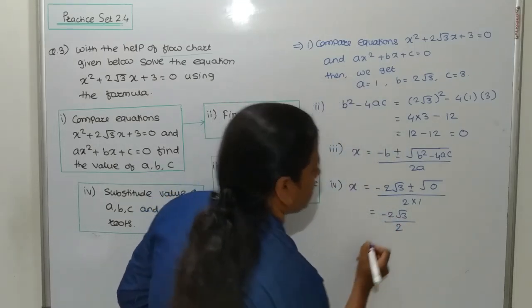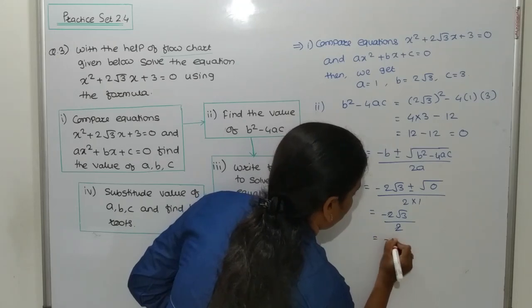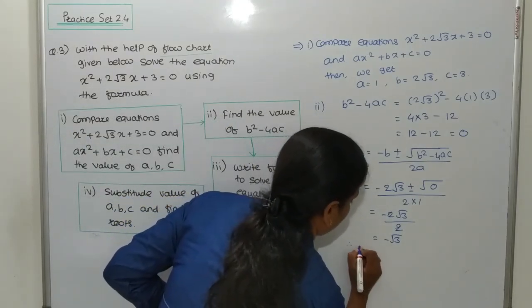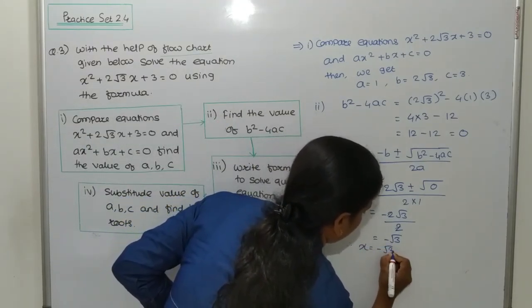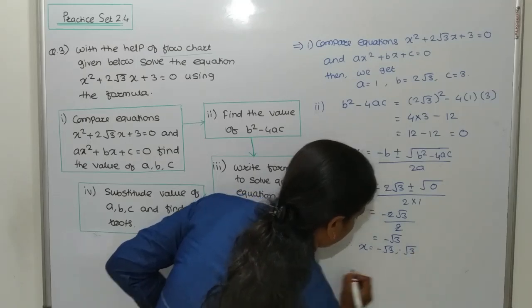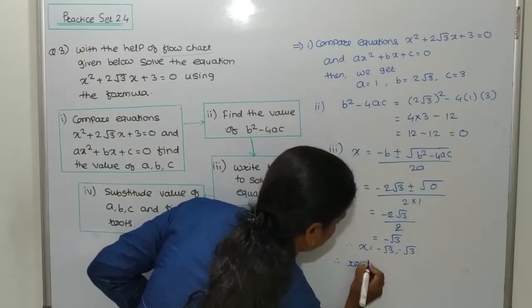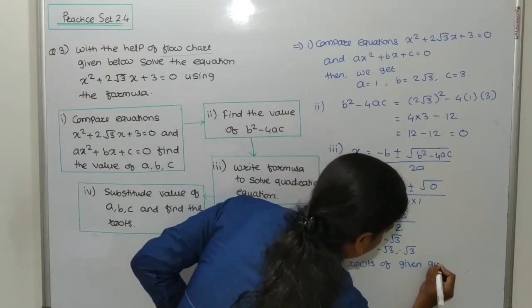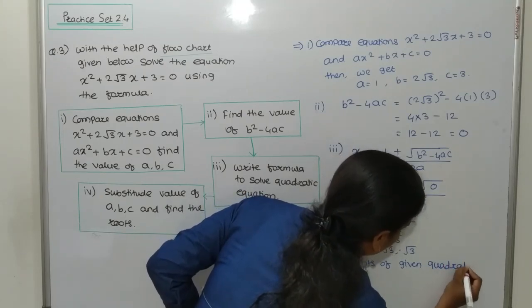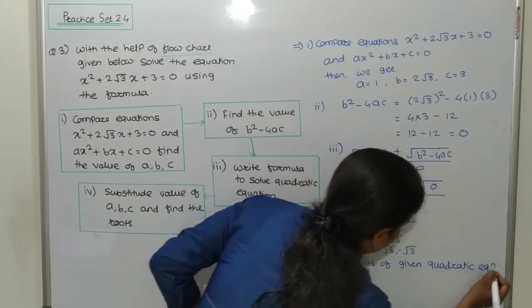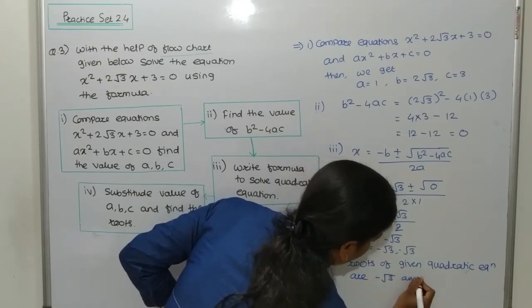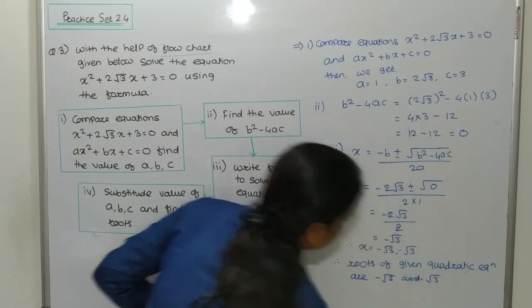These 2 and these 2 get cancelled. Then what is remaining here? Minus 3. So therefore, x is equal to minus 3, comma, minus 3. Therefore, the roots of the given quadratic equation are minus 3 and minus 3.